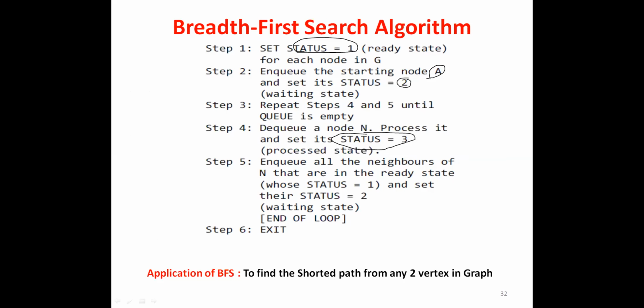Okay, fine. At one stage all the nodes in the graph will have status 3. It means that all the nodes or vertices are visited. That is what this breadth first search algorithm explains. In step 5 also, enqueue all the neighbors of n that are in the ready state.